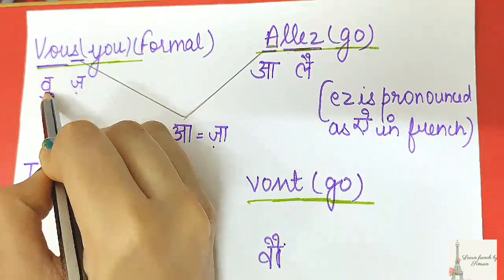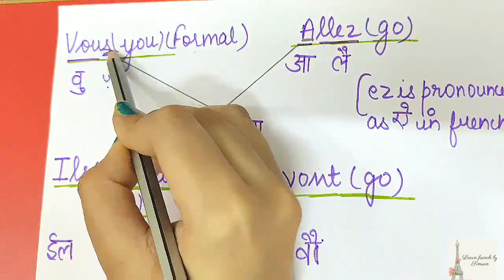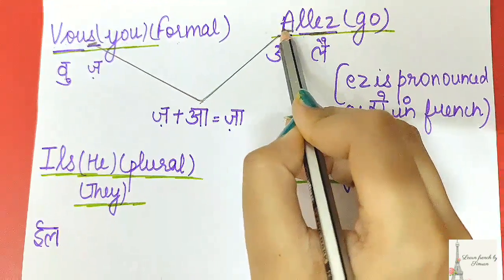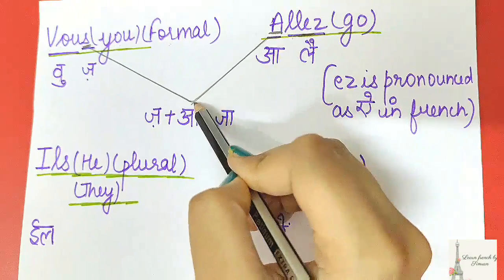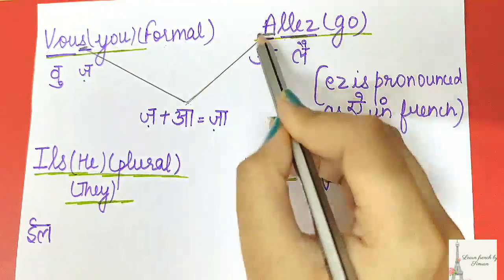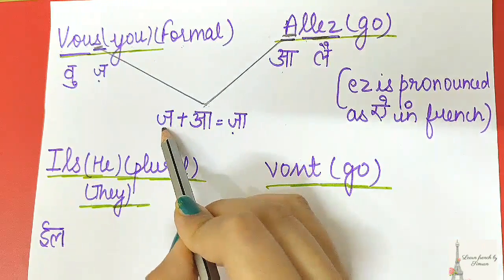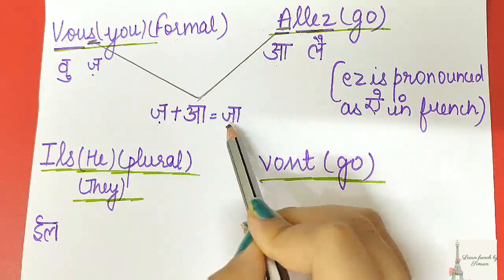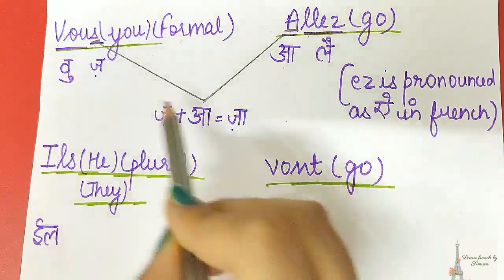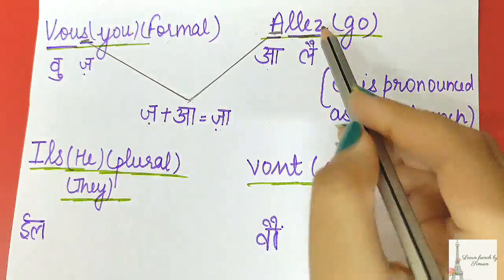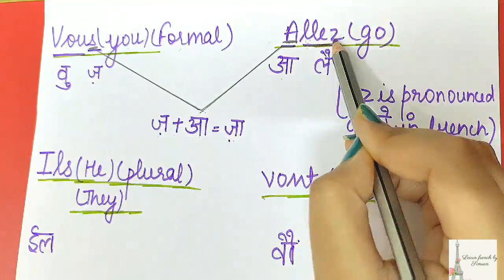VOUS, it will be pronounced as vou, and yes, S, you will take this S and combine it with the next letter, which is a vowel. So it will become Z, and this is pronounced as A. Together it will become Z plus A will become za. It will be pronounced as za. So, and yes, you can see here double L-E-Z.